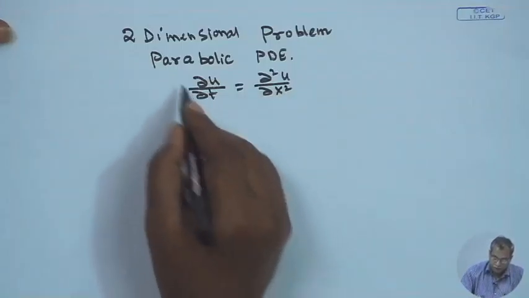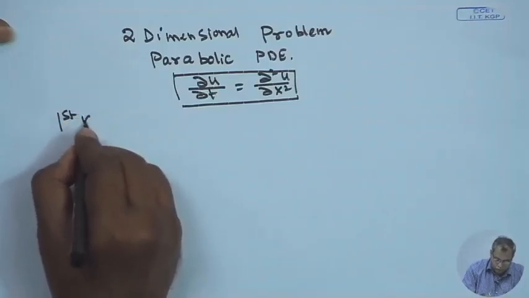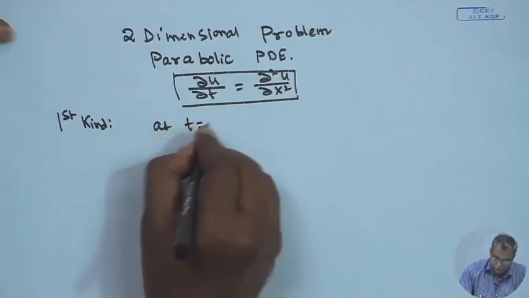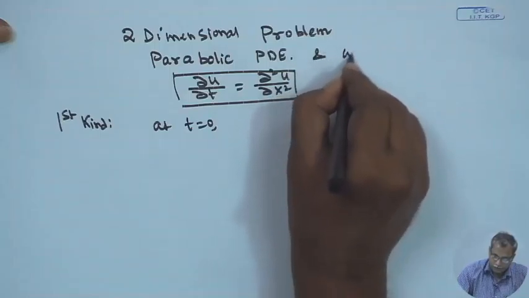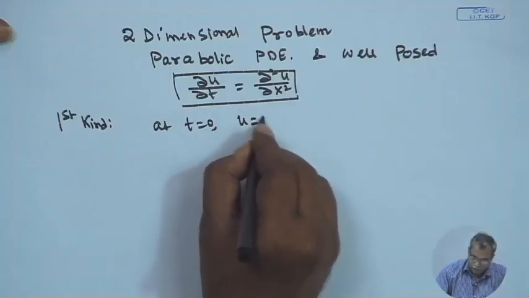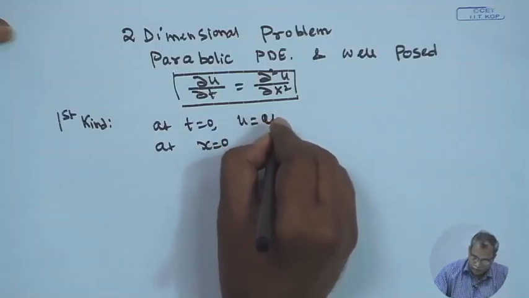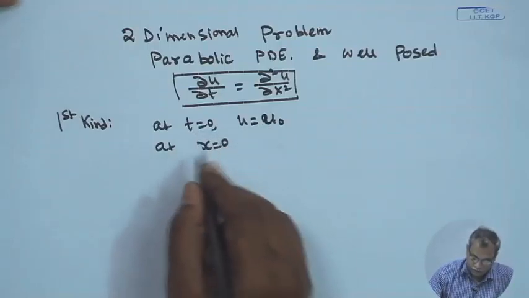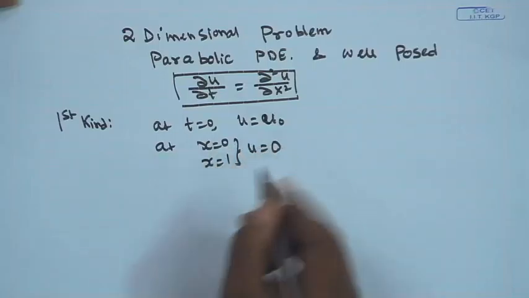The equation is del u del t is equal to del square u del x square. The problem of first kind is with the boundary conditions, and we will be talking about a well posed parabolic partial differential equation. At t is equal to 0, u is equal to u naught. So, a well posed problem means a non homogeneous initial condition, and at x equal to 0 and x equal to 1, we have the boundary condition u is equal to 0.